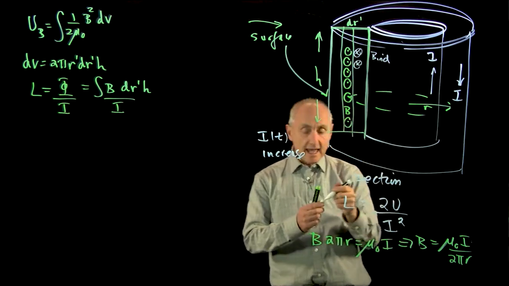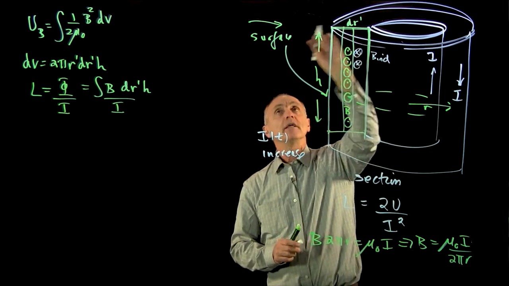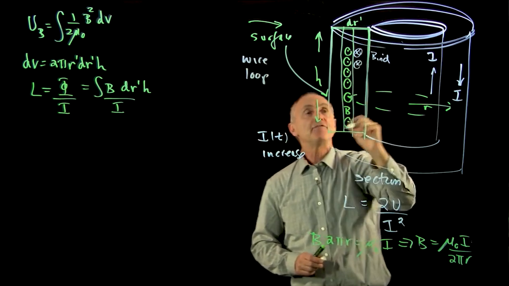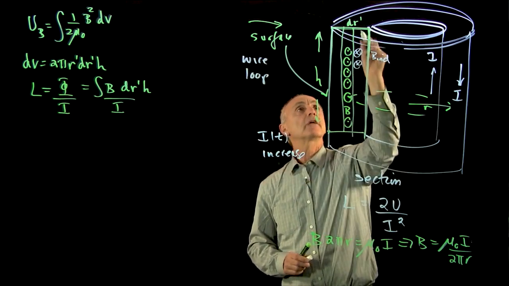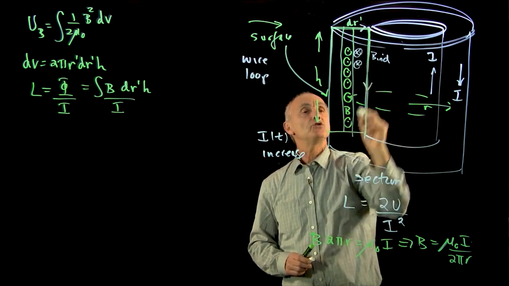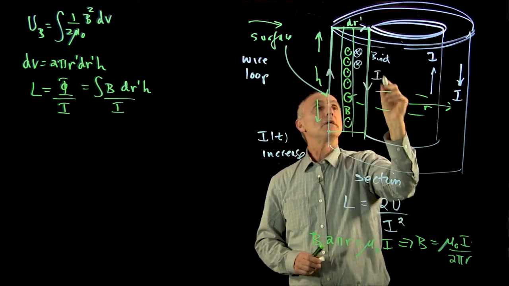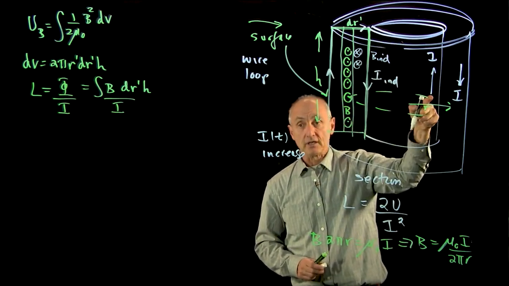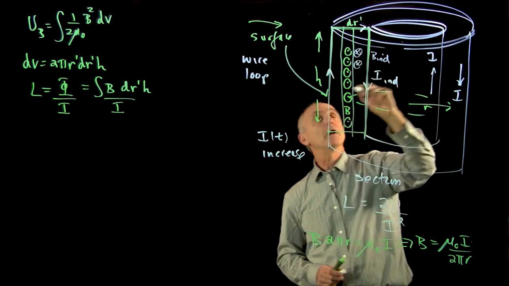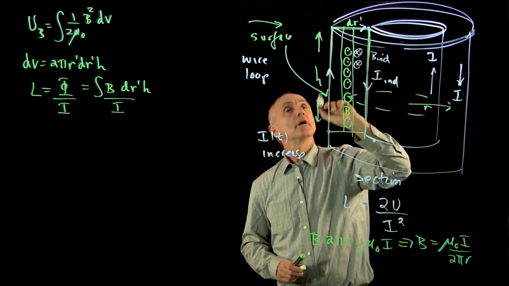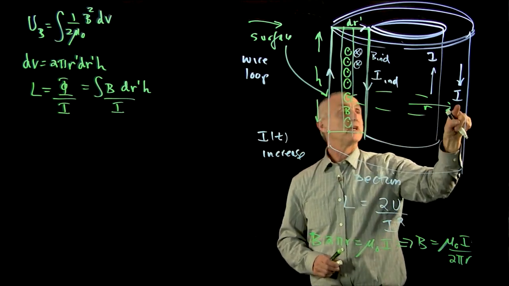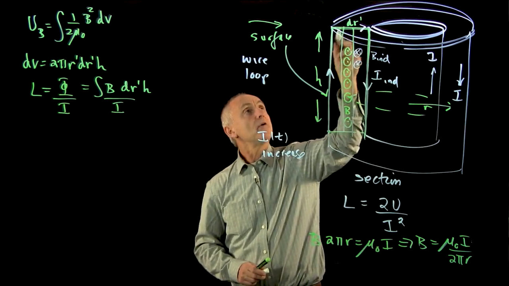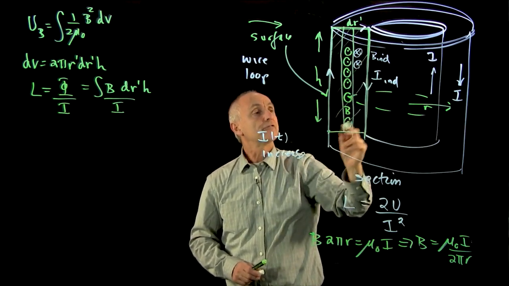And so what we would get is, now imagine that our surface is actually a wire loop. And if this were a wire loop and there was changing magnetic flux, then we would get an induced current. So I induced would flow down the inner cable, opposing the increase of the current in the inner one, and up the outer cylindrical shell, opposing the direction of the current in the outer cylindrical shell. So we can use this area here to calculate our flux.